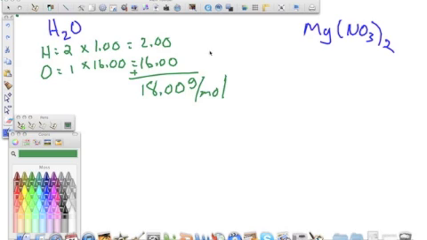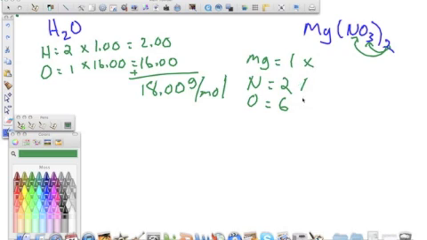Alright guys, so now we're going to look at the magnesium nitrate. And here we have magnesium, we have nitrogen, and we have oxygen. Now we need to write down how many of each we have. We have 1 magnesium. Since this 2 is on the outside of the parentheses, that means we factor it to both of them. So nitrogen didn't have a subscript, so 1 times 2 would give us 2. Oxygen has a subscript of 3, so 3 times 2 is 6.